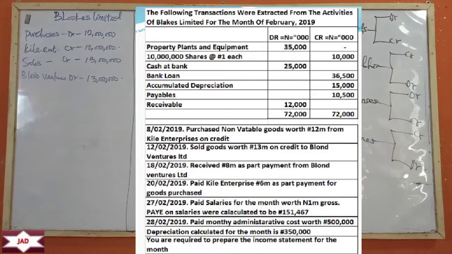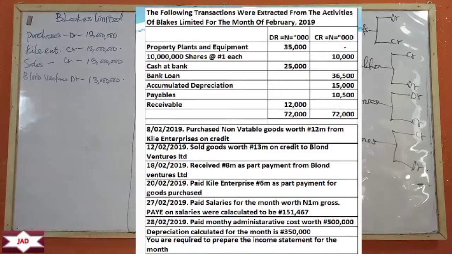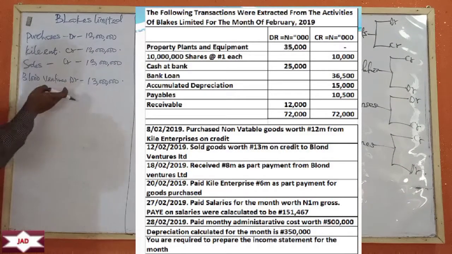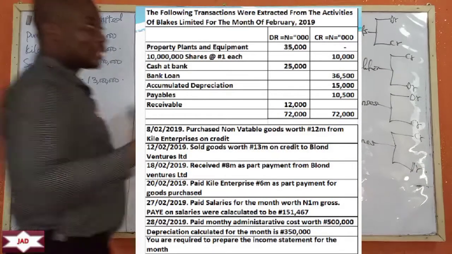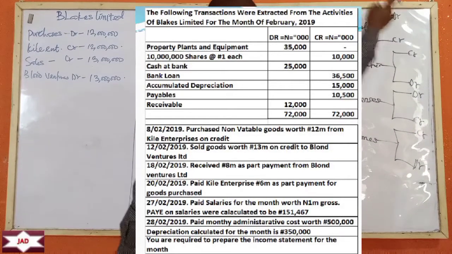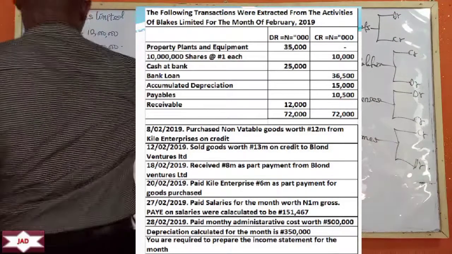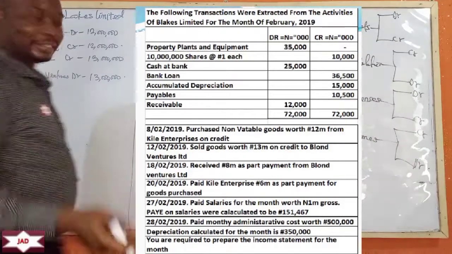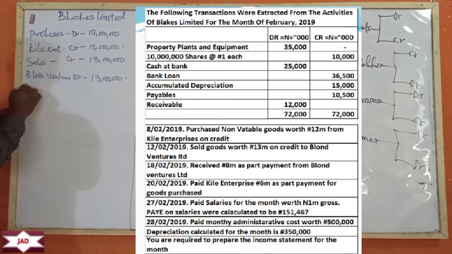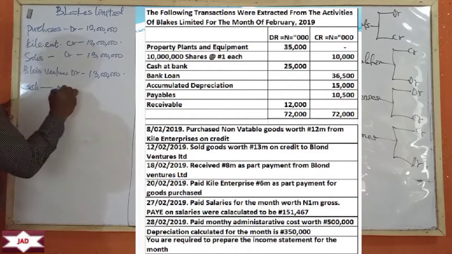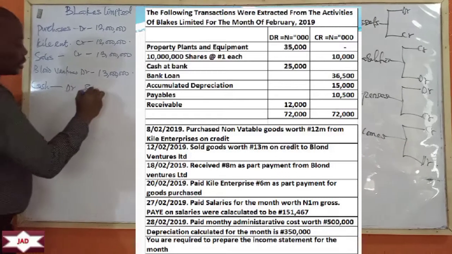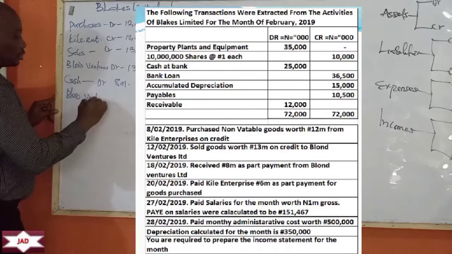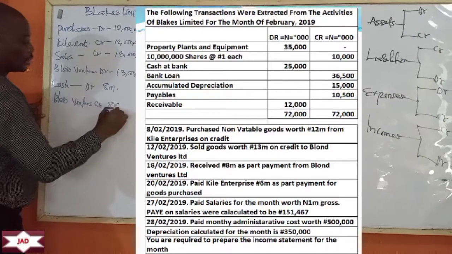What's the next one? Received 8 million as part payment from Blonde Ventures, right? So that means Blonde is paying part of what is owing. So if Blonde pays us cash, cash is an asset. Asset will increase, right? Blonde was owing us. Debtors are also assets. What Blonde is owing will also decrease, right? So we're receiving cash. Cash is increasing here, so we debit cash, 8 million. Then Blonde Ventures, we get a credit of 8 million.